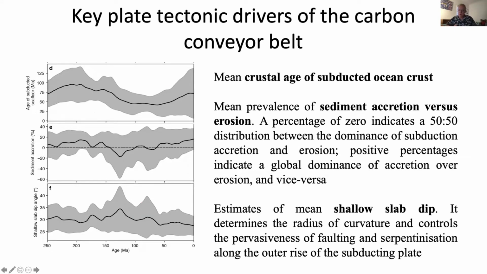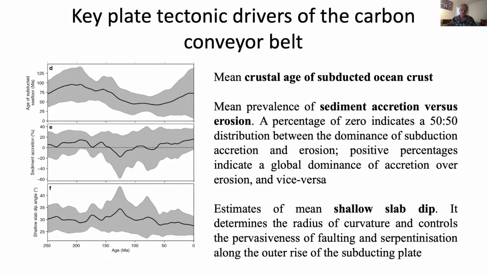What's also important is the mean age of the subducted ocean crust. And the age is important because most of the processes that accumulate carbon in oceanic plates are age dependent in different ways. And so we've got to know the age area distribution of the plate through time.